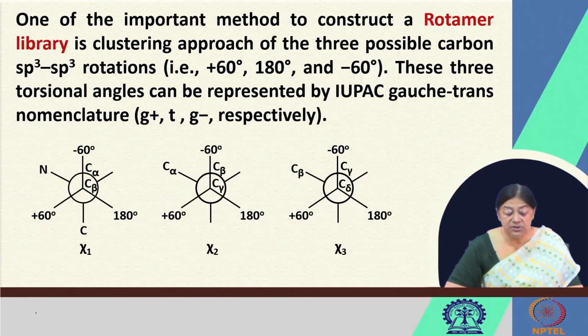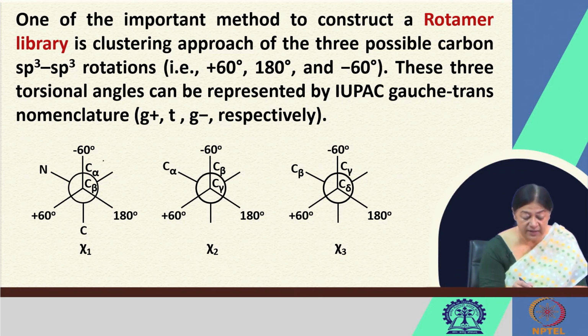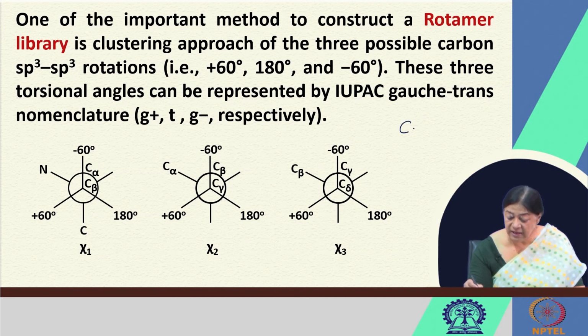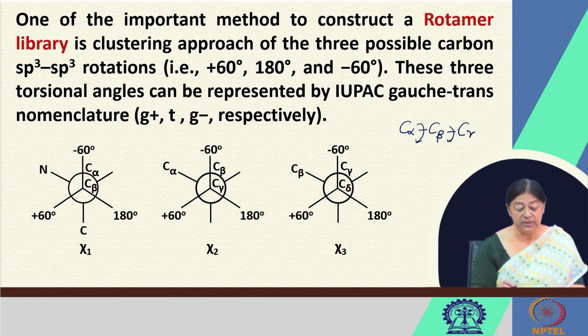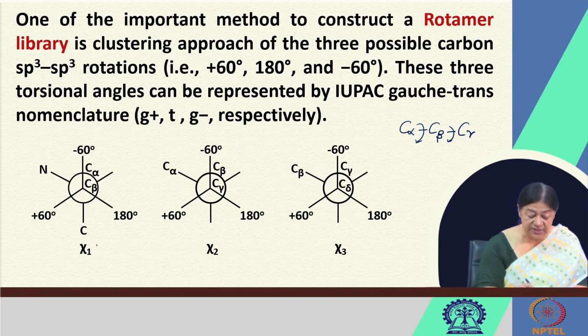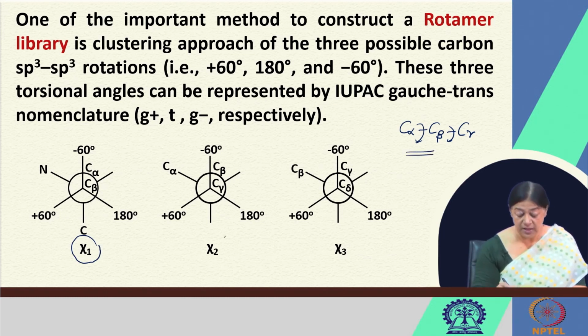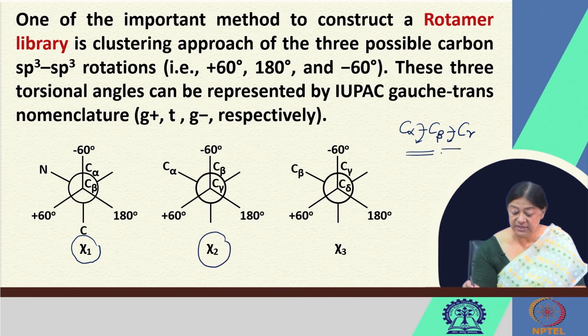The important method to construct a rotamer library is what is called a cluster approach. Given that we have the C single bond linkages, the carbon atoms are sp3 hybridized, which means that if we have a connectivity between the C alpha and the C beta followed by the C gamma, we can have rotations about these angles as we saw in the previous slide. Now, these rotations give us angles of chi1, that is a rotation about the C alpha, C beta, chi2 that is around the C beta, C gamma, and C gamma, C delta is the chi3.